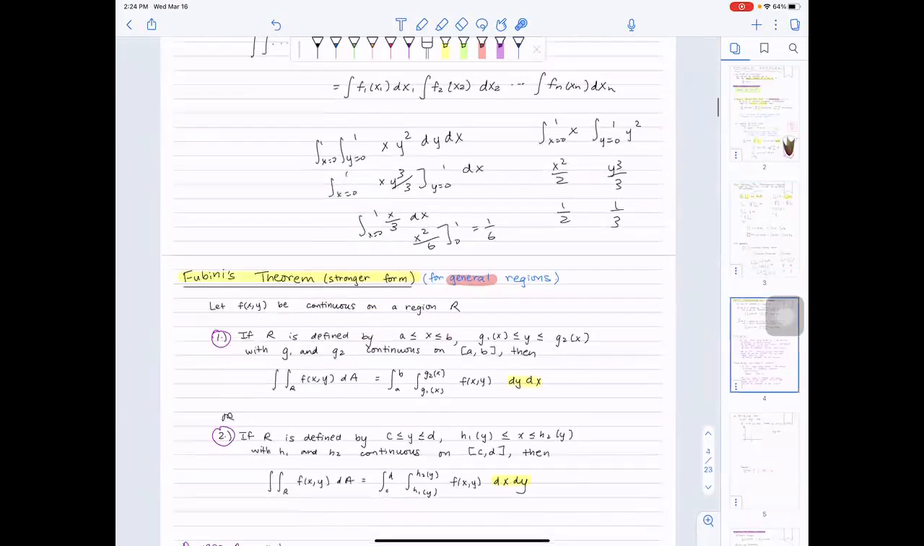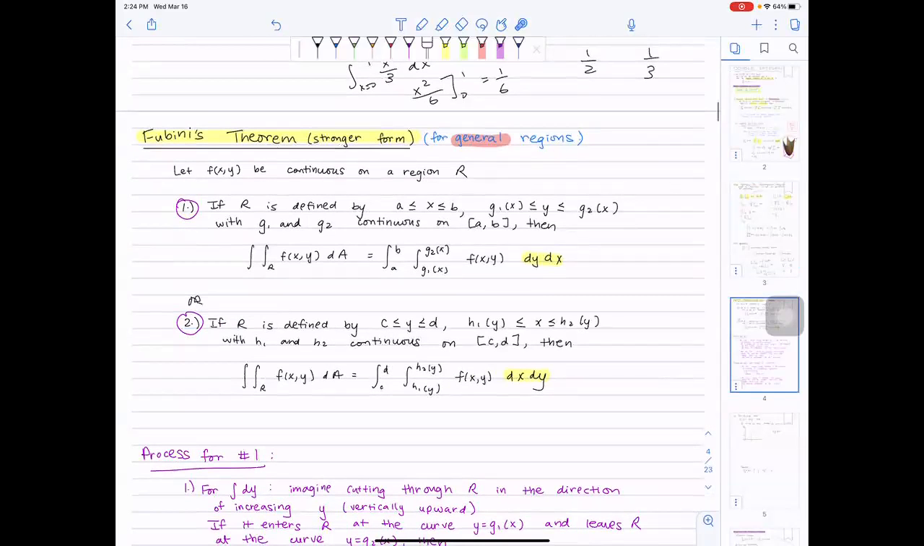Okay, so then we have Fubini's theorem, which is the stronger form. The thing we just did previously was just for rectangular regions. Now, what if your region is like some weird triangle or other general regions? Fubini's theorem basically says that you do your double integral and you could either do dy dx or dx dy.